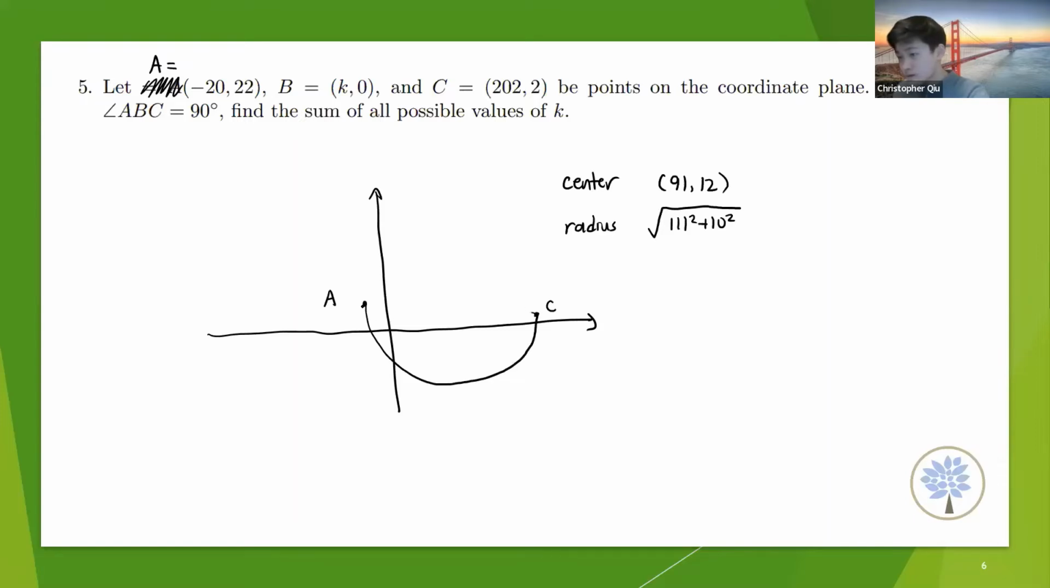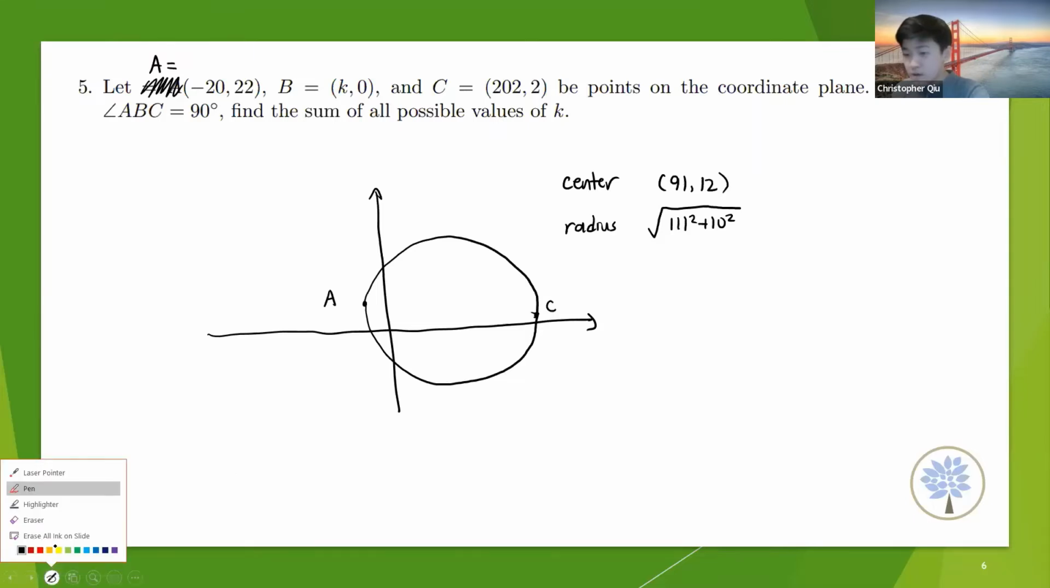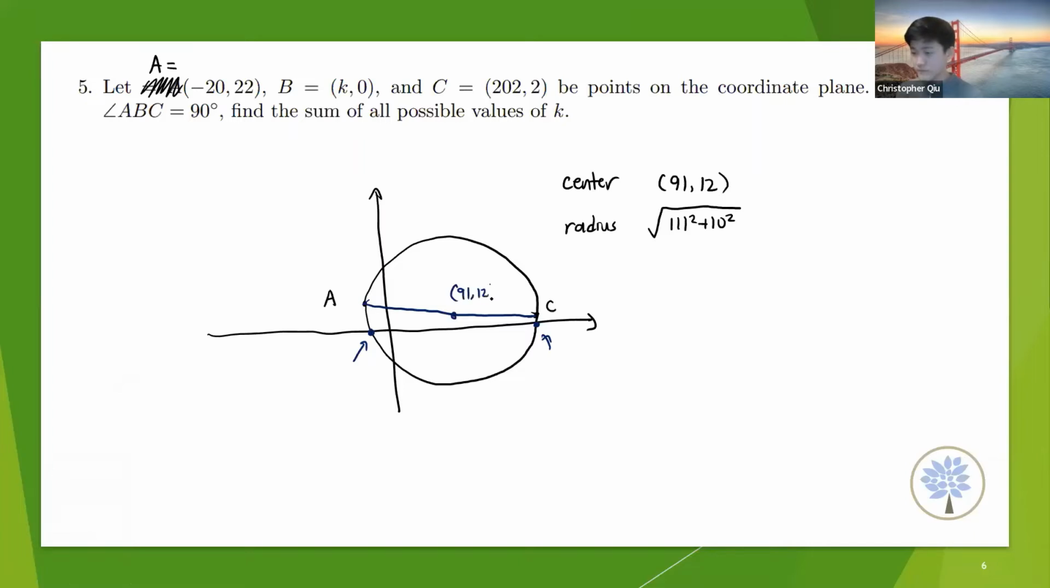And what we have for the possibilities of point B are the intersections of the circle with the x-axis. So these two are the points. And we also know the center of the circle, which is the point 91, 12. So let's say this one is k1, 0, and this one is k2, 0.